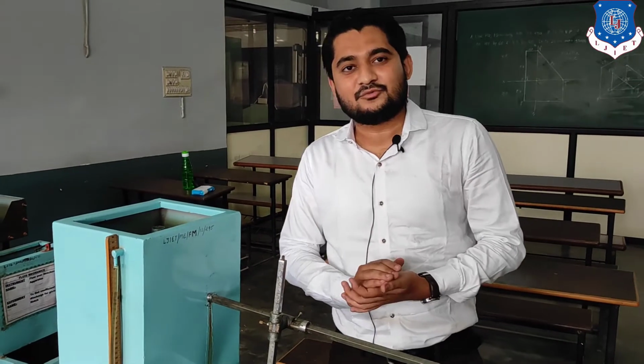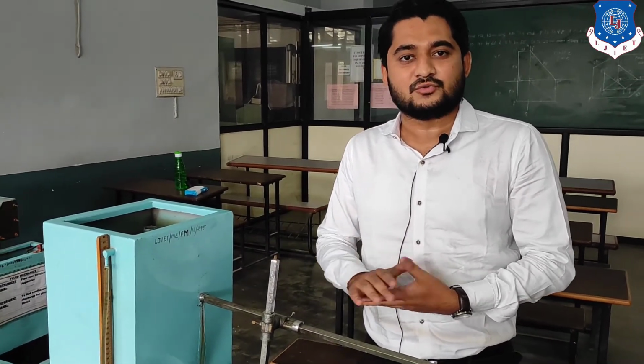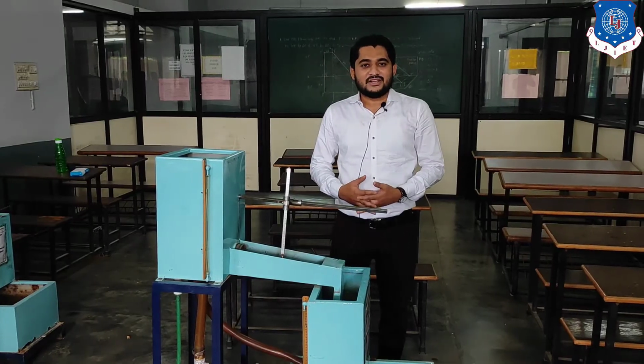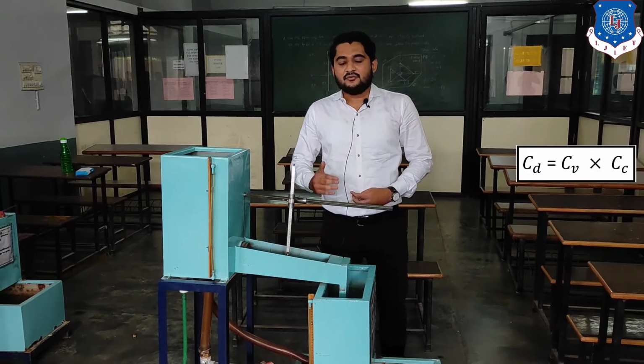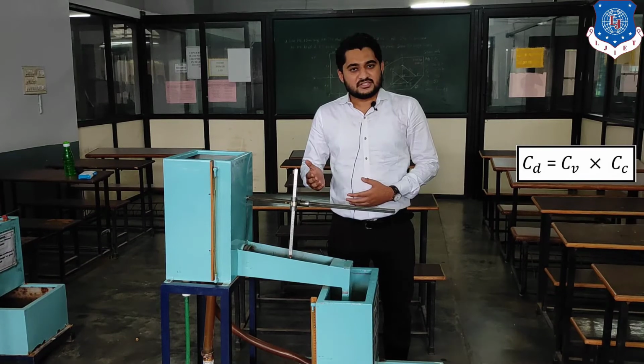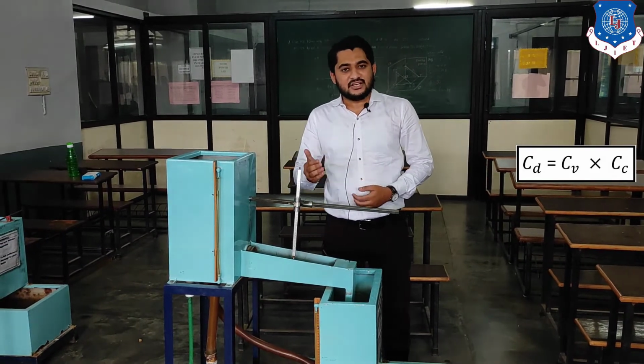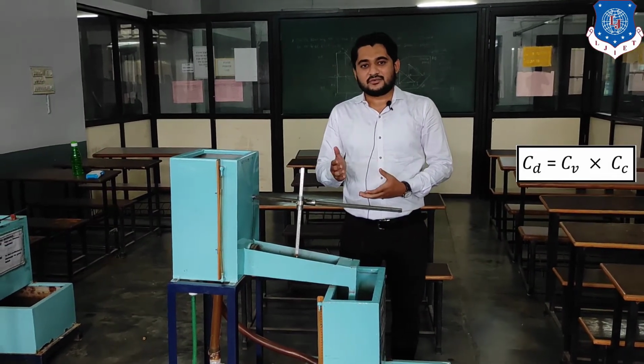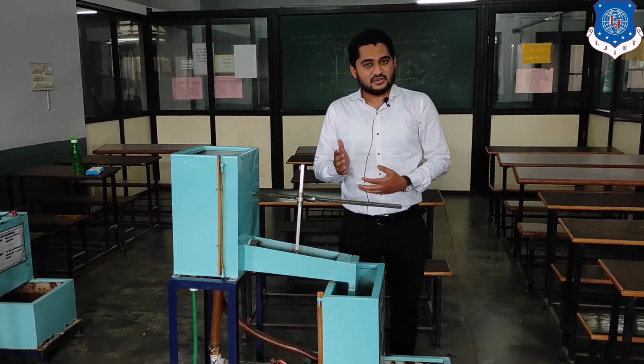So we can find Cv by x divided by under root 4yh. Okay, so after finding Cv and Cd, we have to find Cc. So the equation is Cd is equal to Cc into Cv. So Cc is equal to Cd divided by Cv. So from this equation, we can find the coefficient of contraction, right?